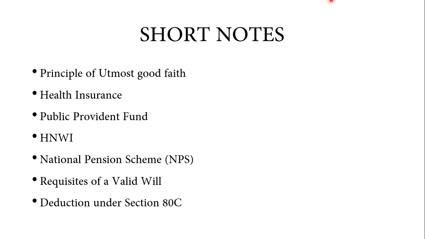So the first set of short notes are principle of utmost good faith. That usually comes under principle of insurance. Then we have a short note on health insurance, public provident fund, HNWI, national pension scheme, which was just there in chapter number 9, requisites of a valid will or requirement of valid will. Again, these questions are already repeated in the answer the following also. Then we have deduction under section 80C, the list of deductions. Under that you can give a small explanation also. Okay, these are the first set of short notes.